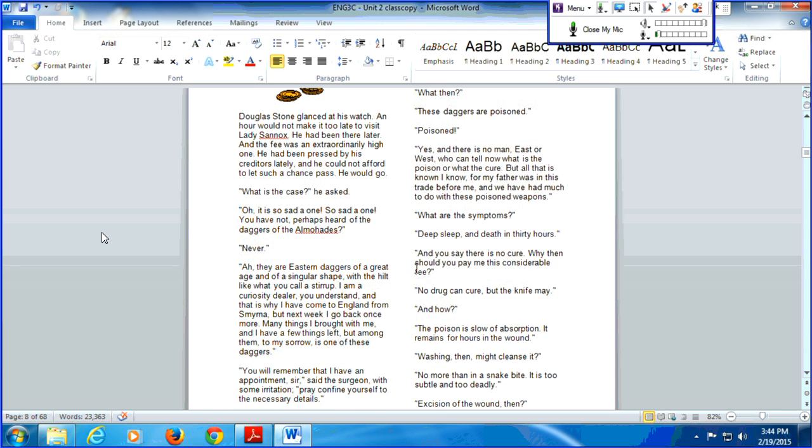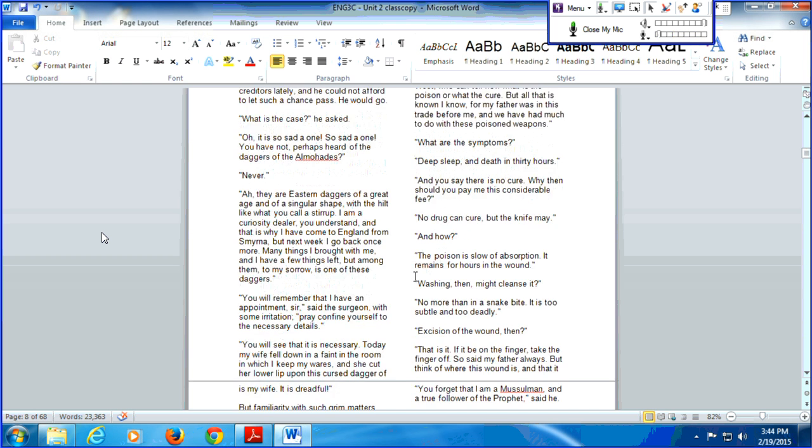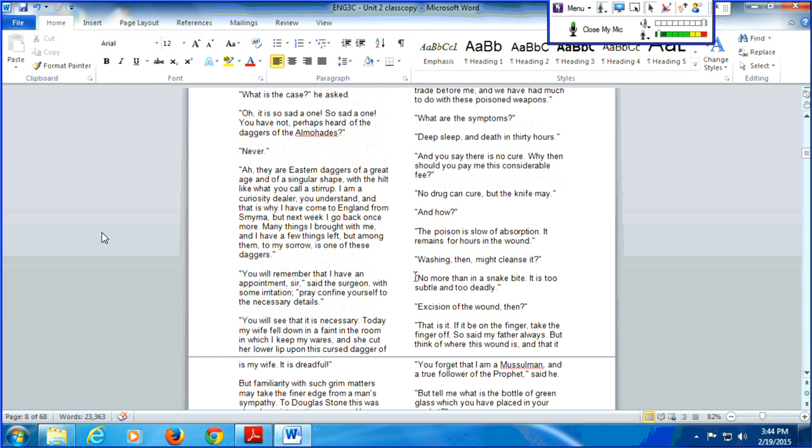"No drug can cure, but the knife may." "And how?" "The poison is slow of absorption. It remains for hours in the wound." "Washing might cleanse it, no more than in snake bite. It's too subtle and too deadly." "Excision of the wound, then?" "That is it. If it were a finger, take the finger off, so my father always said. But think of where the wound is, and is it my wife?"